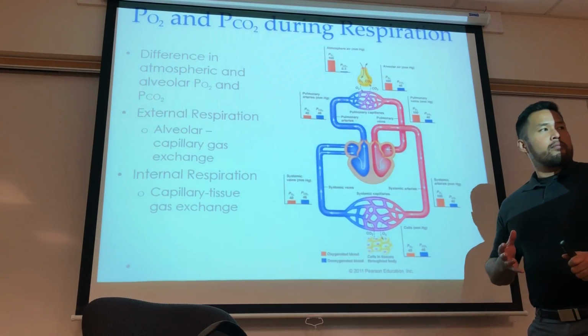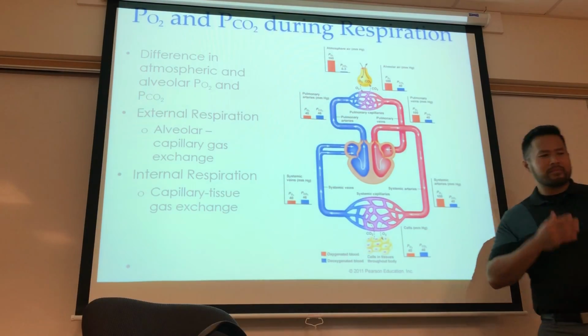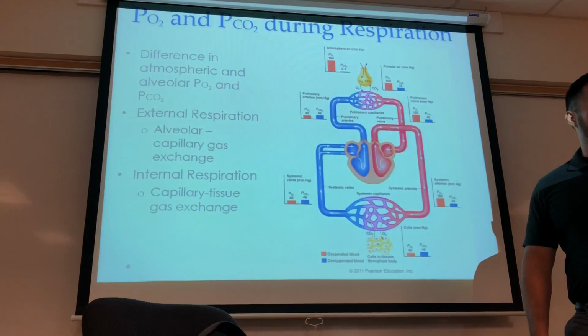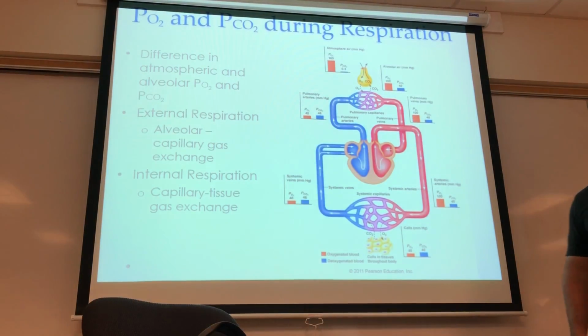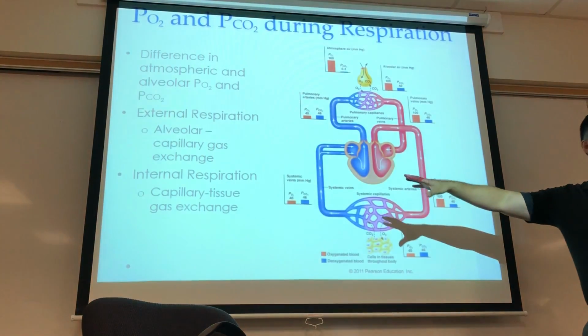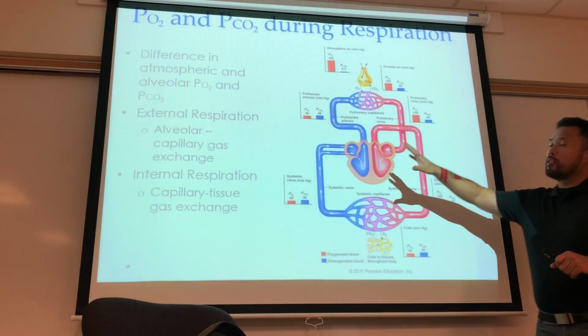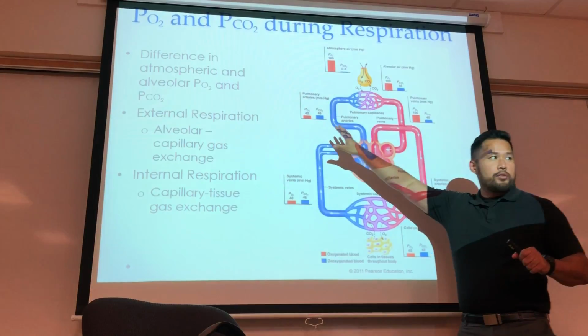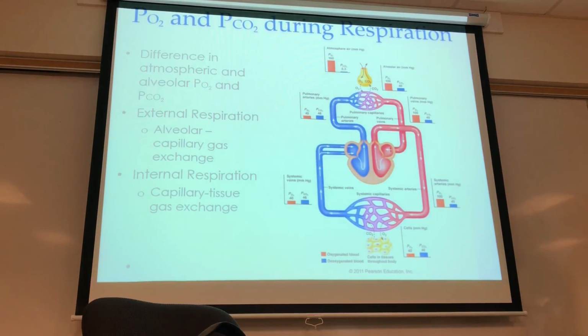Knowing that the air is 21% oxygen, we want to take a look at the partial pressures of oxygen, and also the partial pressures of CO2. By calculating the partial pressures, we saw a PO2 of 160 and a PCO2 of 0.3.